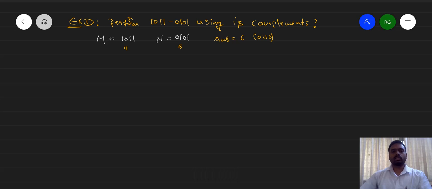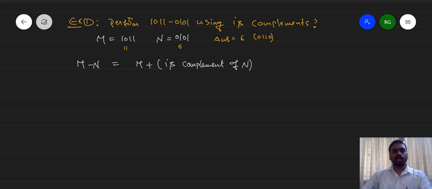So let us see whether we are getting the actual result or not. We identified the value of m and n. Ultimately we want to perform m minus n. The first step is to add the minuend m to the r minus 1's complement of n. So here m minus n is equal to m plus the 1's complement of n, because for binary numbers the r minus 1's complement is the 1's complement.